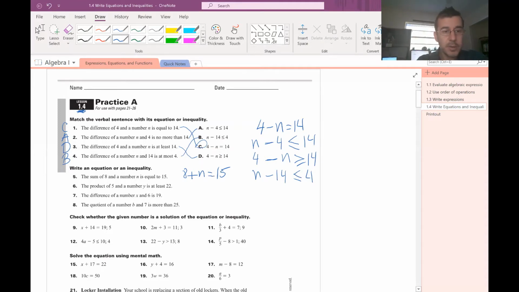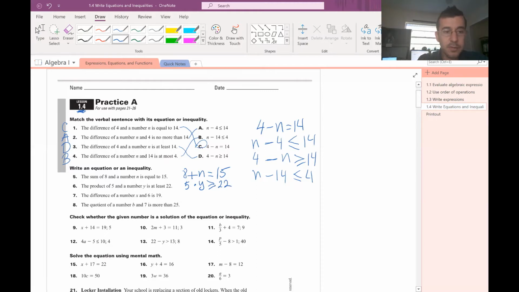Next one, number 6, the product means multiplication. The product of 5 and a number y is at least 22. So it's greater or equal to 22. So that is number 6.